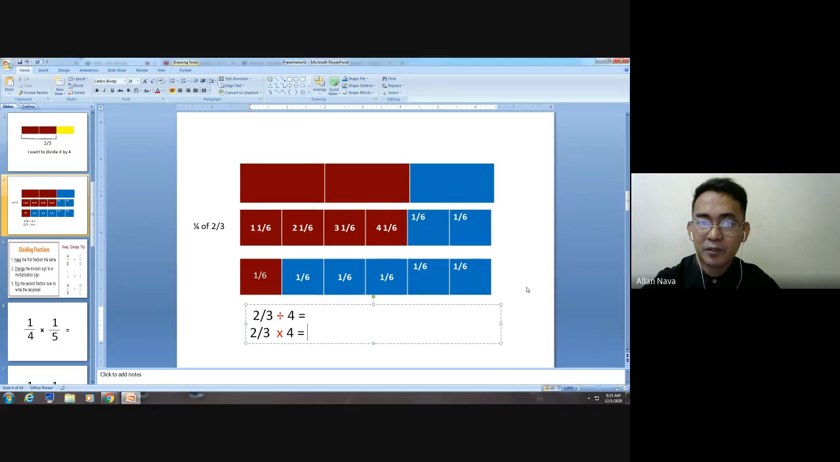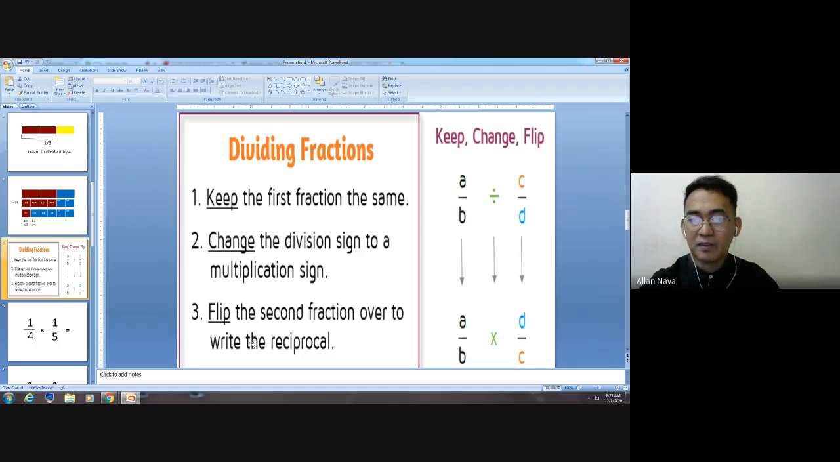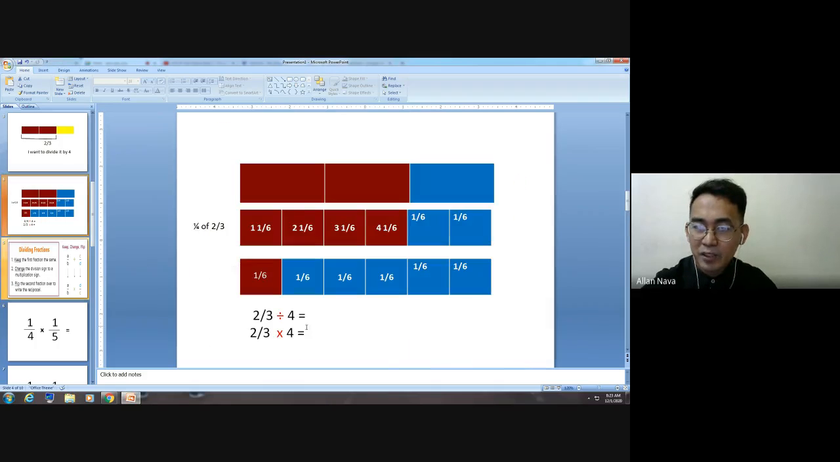Okay, let's proceed to the next rule. Flip. Take note of that. Flip the second fraction over to write the reciprocal. So kung titignan nyo yung class dito, A/B, ito yung kunwari fraction. Tingnan nyo yung arrow. A/B pa rin, same. Yung division sign naging multiplication sign. And then yung C/D, that is the divisor, tingnan nyo, nabaliktad siya. Naging D/C. Okay? So if you're going to go back here, paano sir yung reciprocal ng 4?